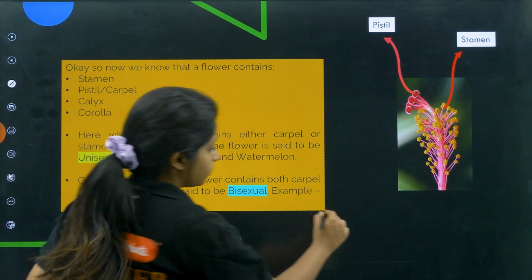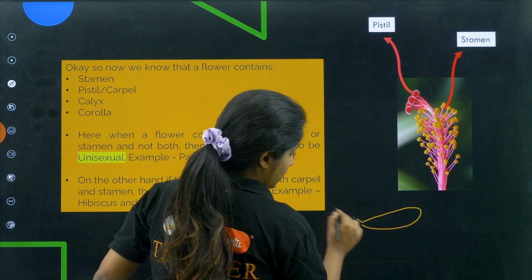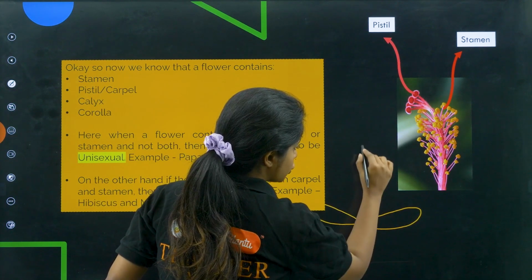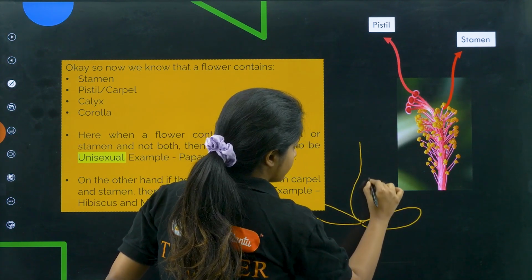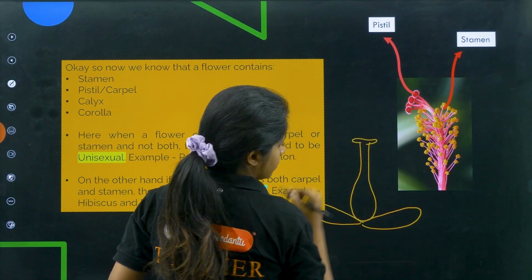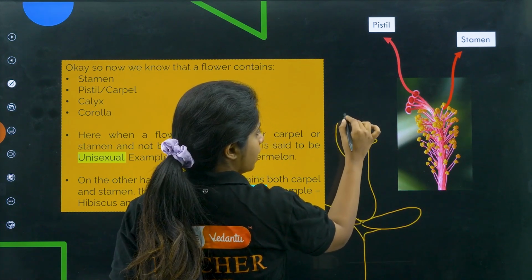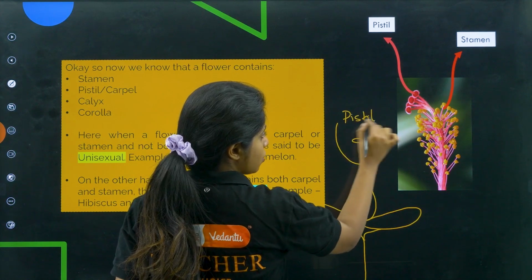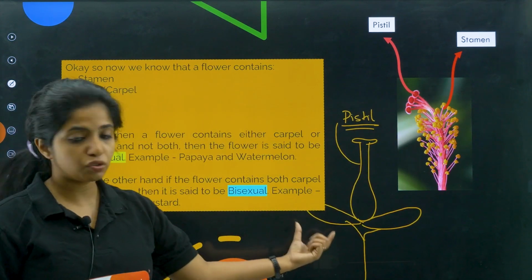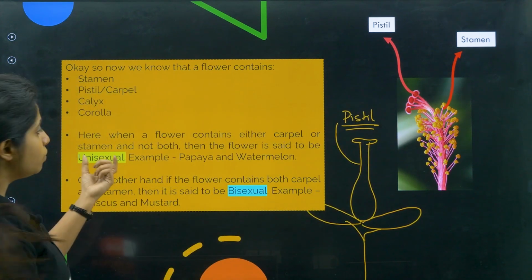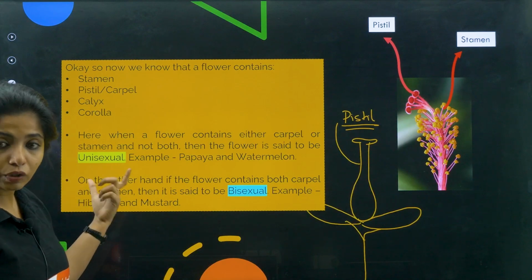Okay, so that means if this is a flower and this flower is just containing this, the female part, that is the pistil, and it is not containing the anther and all, what do you call this flower? You call this a unisexual flower.